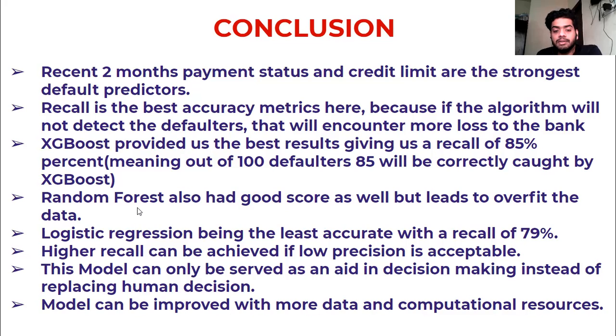Next is random forest, which also had a good score as well, but overfits a little bit. And next is logistic regression, which is the least accurate with a recall value of 0.79, that is 79%. Higher recall can be achieved if we lower the precision, and if that is acceptable in this problem, then we can surely achieve more recall. This model can only serve as an aid in decision making instead of replacing human decision, and the model can be improved with more data and computational resources.